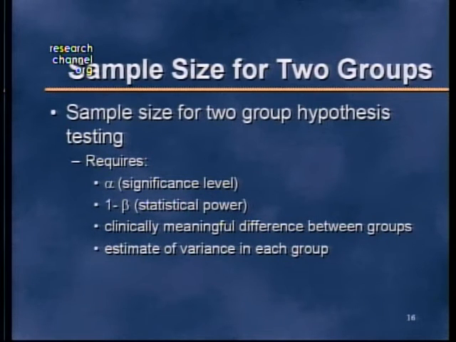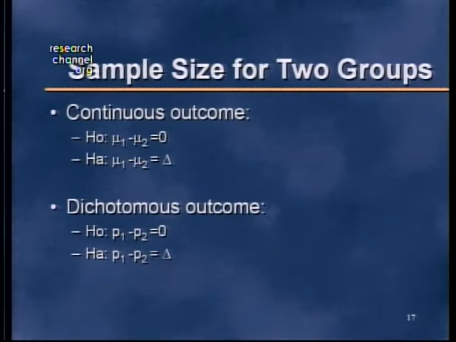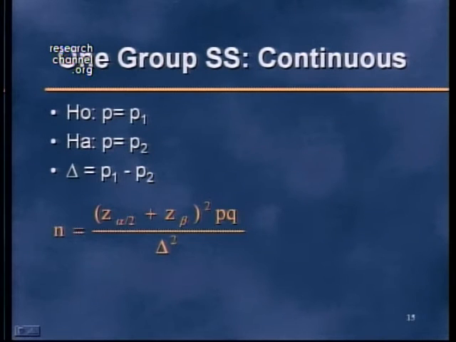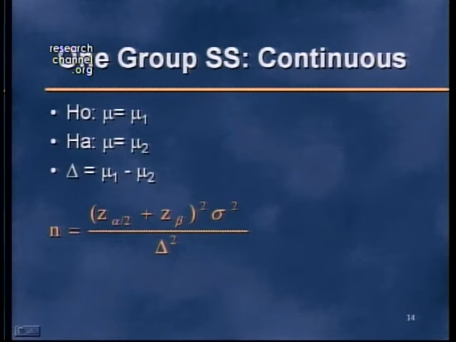Okay. So again, we have to specify the same things for two groups, whether we have continuous or dichotomous outcomes. So a two-group comparison is going to be based on taking one sample from each of two independent populations. Let me back up a bit just to see if you had any questions regarding the one group sample size calculations.